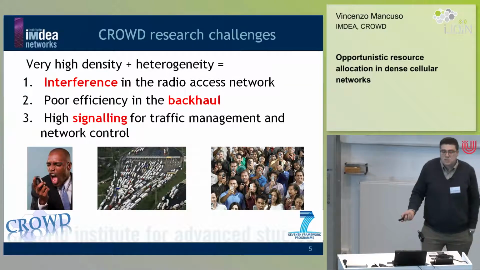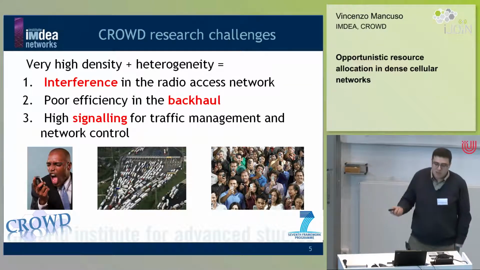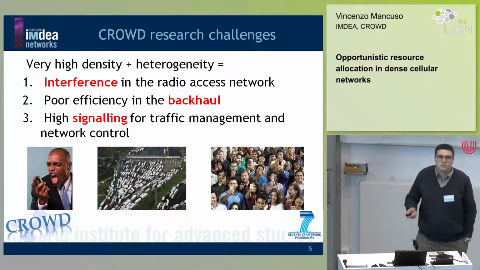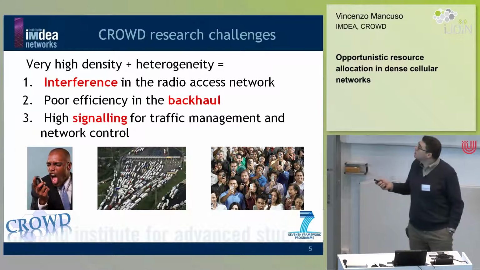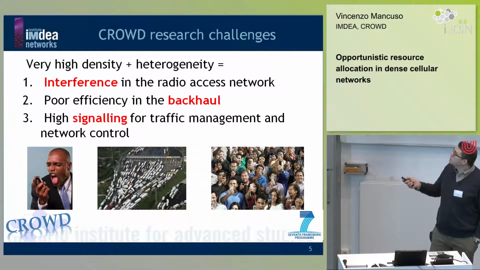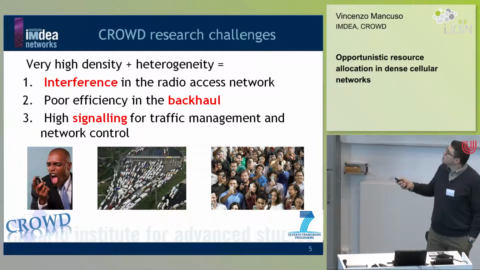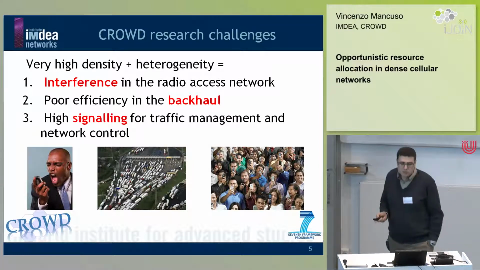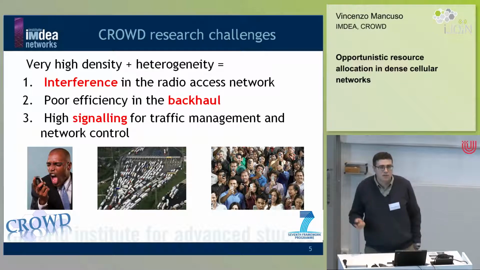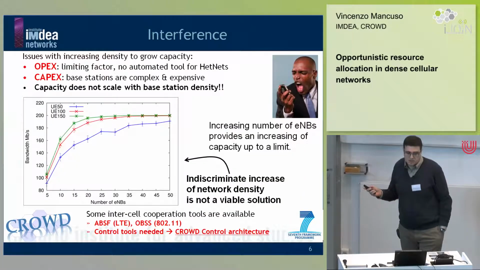The CROWD project takes some challenges, not all of the possible challenges, of course, and in particular, it refers to interference in the radio access network, the efficiency of the backhaul behind the radio access network, and the other problem, which is the high signaling for traffic management and network control. And actually, network control is one of the key issues that is tackled in the project.